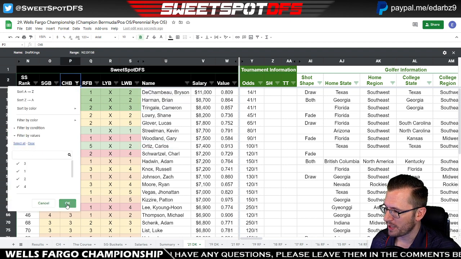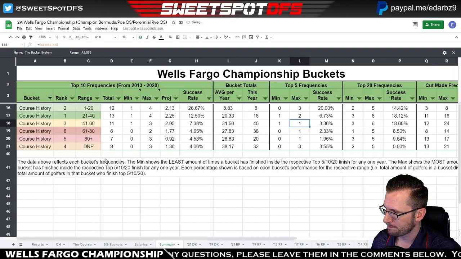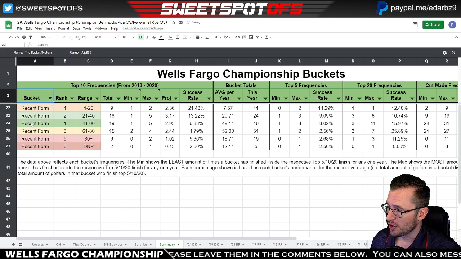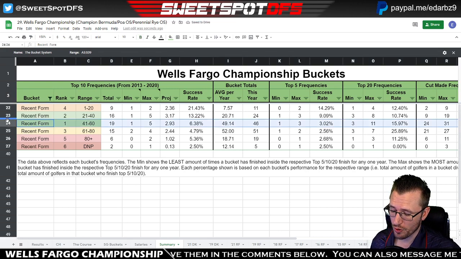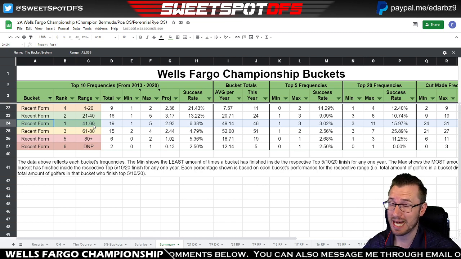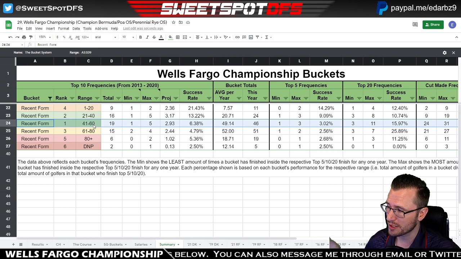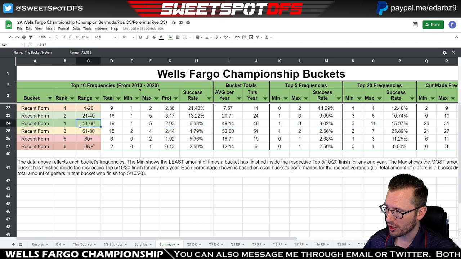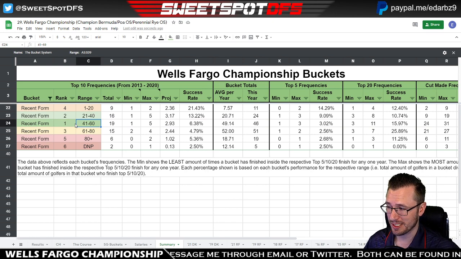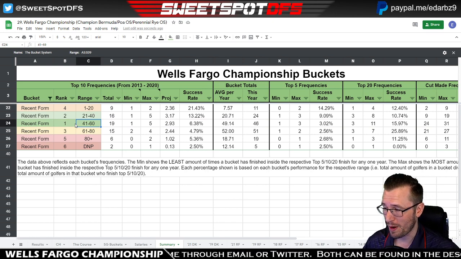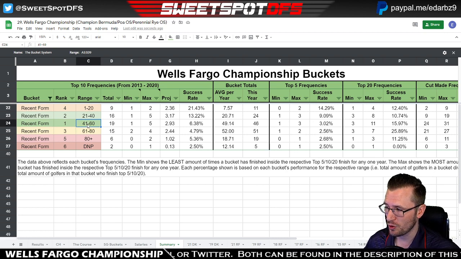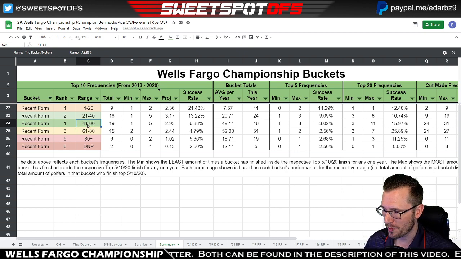We'll go from course history buckets to recent form buckets. Your number 1 bucket is that 40 to 60 range. So again, this is your average finishing position, and my recent form goes back the last 8 weeks. So I'm looking at the last 8 weeks, average finishing position. Your number 1 bucket is between 40 and 60. So it's basically saying, probably had some good finishes, maybe a couple missed cuts, anything to get you in that 40 to 60 range. That's your number 1 bucket.